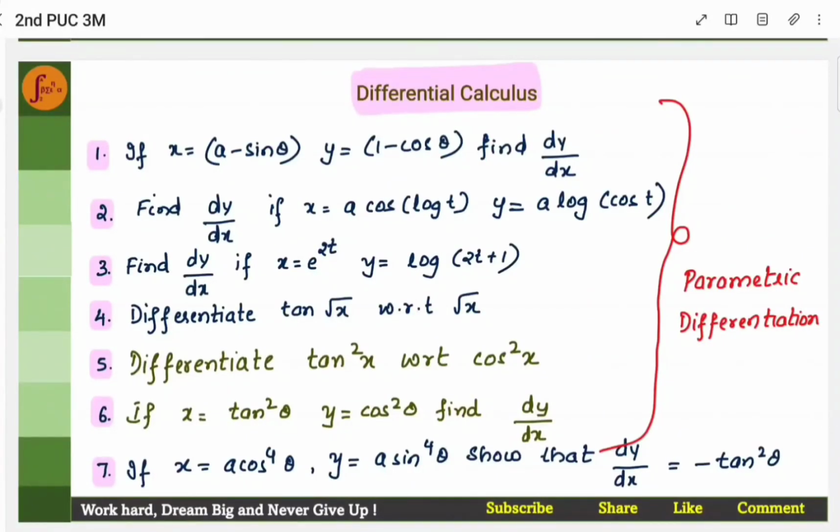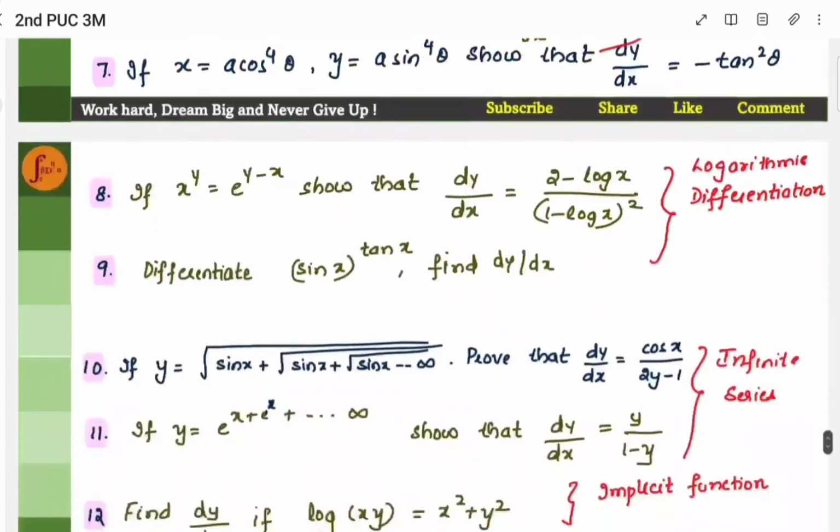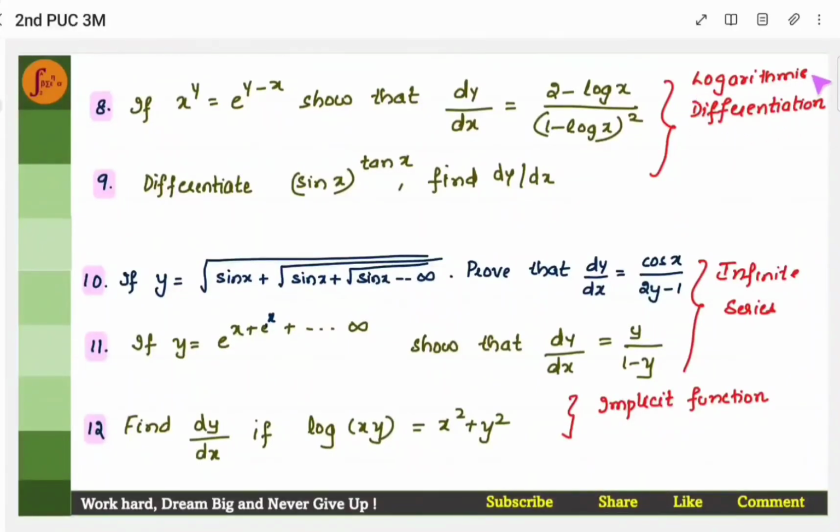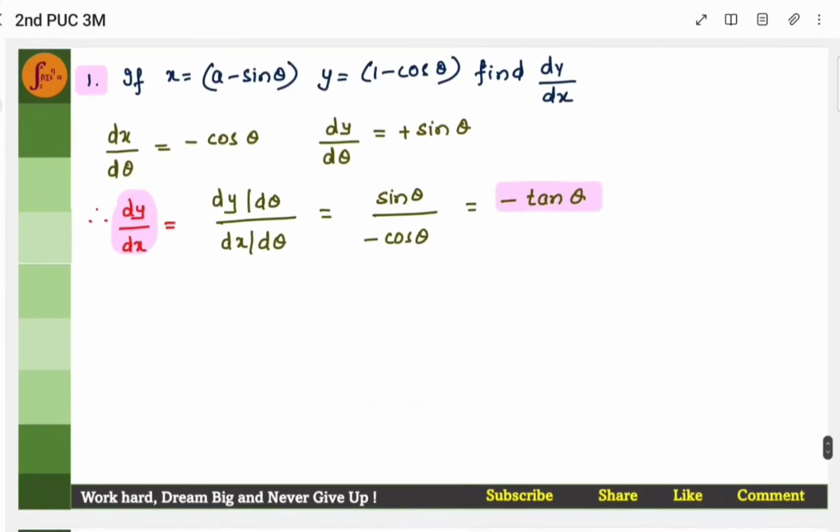Here are the problems. Again, just practice these problems. You can focus on parametric differentiation. Right? And then you have problems on logarithmic differentiation. This is important. And infinite series, very easy. Implicit function, this is also easy. Now, let's go through the problems.